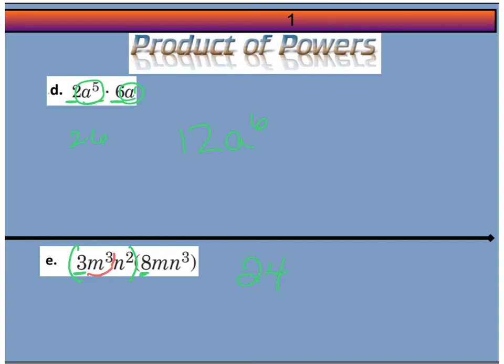Then we're going to do the m's. We have m to the 3rd and m to the 1st, so we have m to the 4th. Then we're going to do the n's. N squared, n to the 3rd, 2 plus 3, n to the 5th. So take it one step at a time. Notice I use different colors. The numbers first, the coefficients, then one variable, and then the other variables one at a time afterwards.